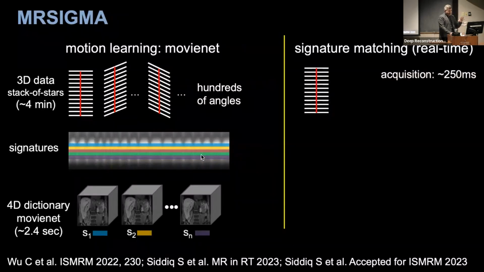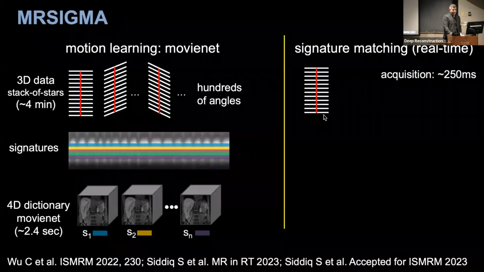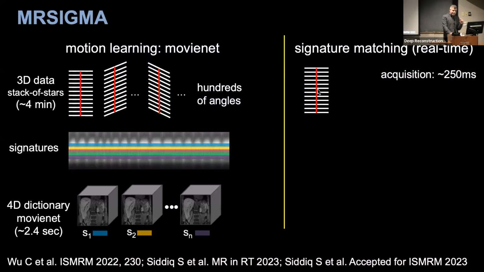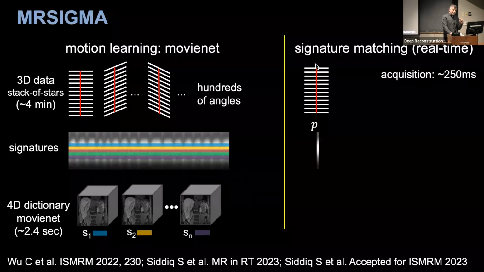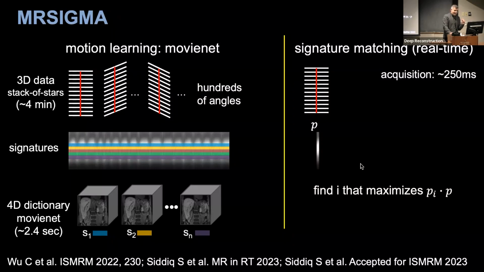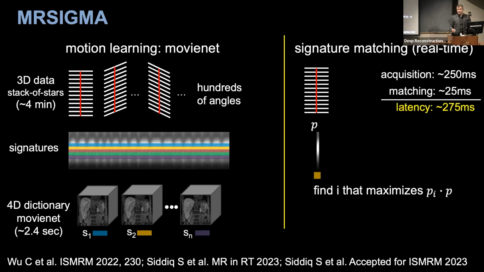And then during matching, once we are done with this, we can move to the real-time part. And then we repeat the acquisition, but now for each angle, we are going to get a signature, which is just a projection along the readout dimension. And so we're going to match it. We're going to find, along all of these, the one that's closest to this one, and we're going to select that state as the output. So that process only takes about 25 milliseconds. So in that case, the total latency, acquisition and reconstruction, can be reduced to less than 300 milliseconds, which is good enough to track respiratory motion.